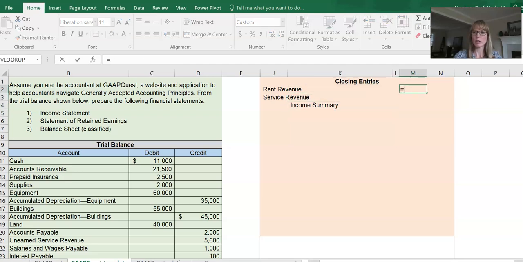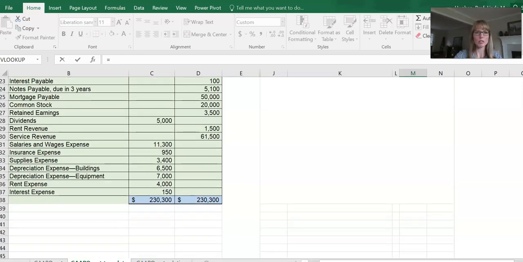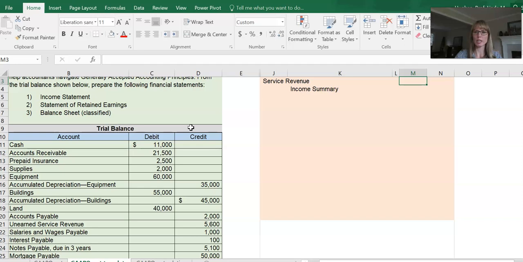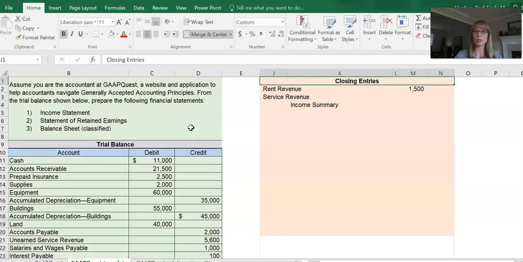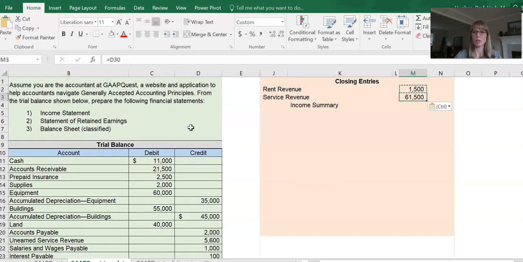So my rent revenue balance was $1,500. I want to take that out, book a debit to rent revenue for $1,500, and I want to debit service revenue for $61,500. I'm shifting those amounts into the income summary, so I want income summary to be credited for the total, or $63,000. That's my first journal entry, to transfer my revenue accounts into the income summary account.